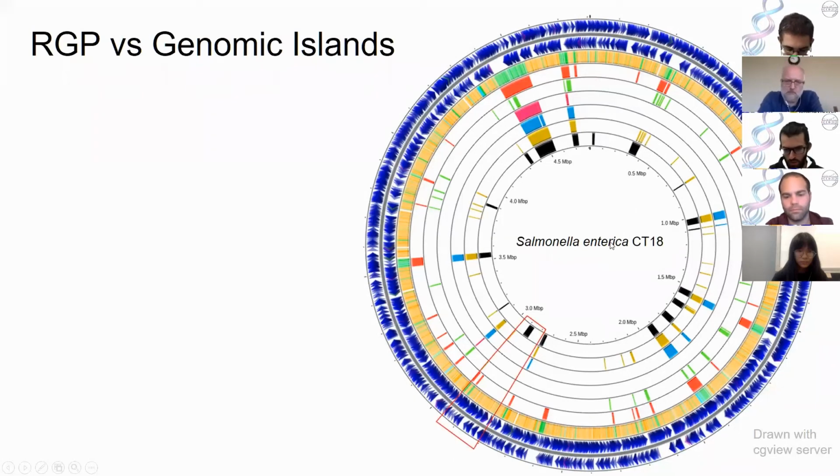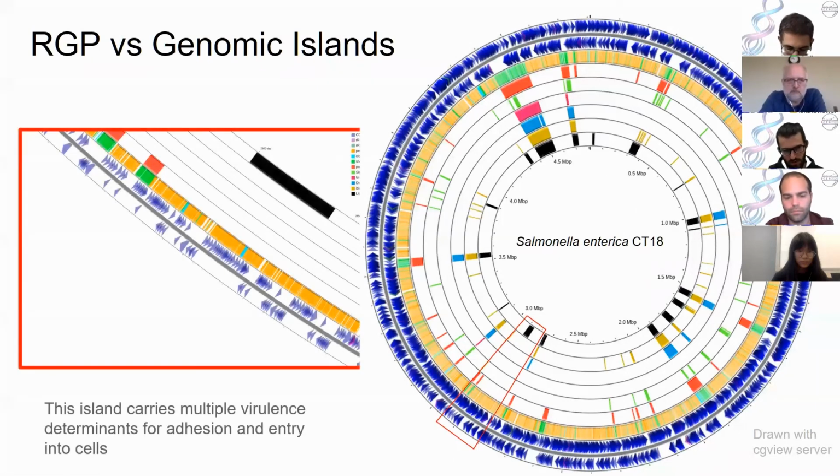I'd like to zoom on one in particular. This is a genomic island that's not detected by any tool. This is because it's mainly persistent. It was classified as a genomic island because of its functional type.